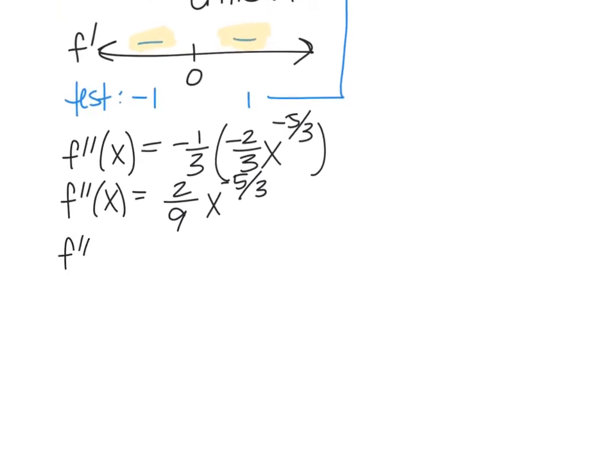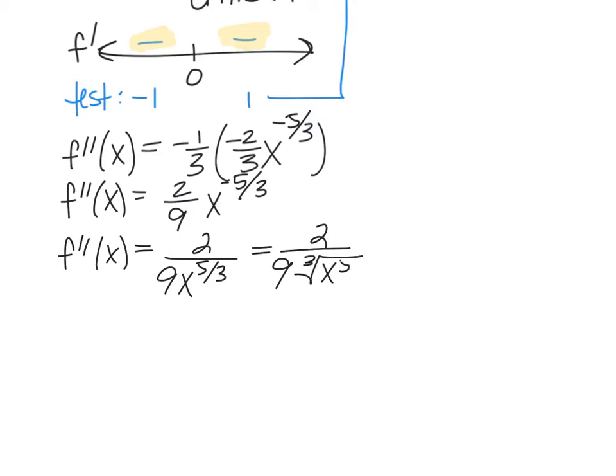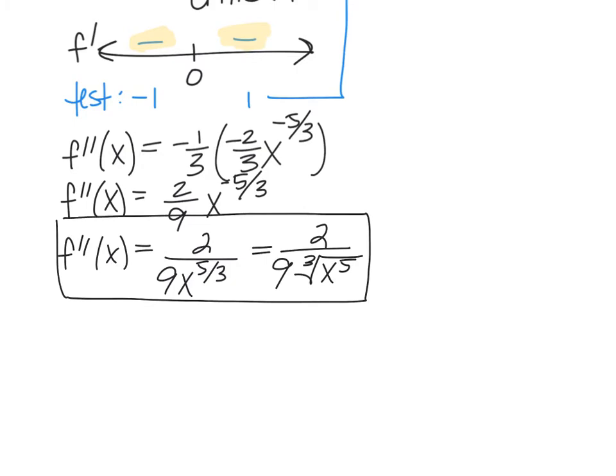And that negative exponent, once again, I'm going to rewrite as a fraction, so that'll be 2 divided by 9x to the 5/3 power. Or if you're a person that prefers radicals, you could write it as 2 divided by 9 times the cube root of x to the 5th power. Either one of these will work for our second derivative.